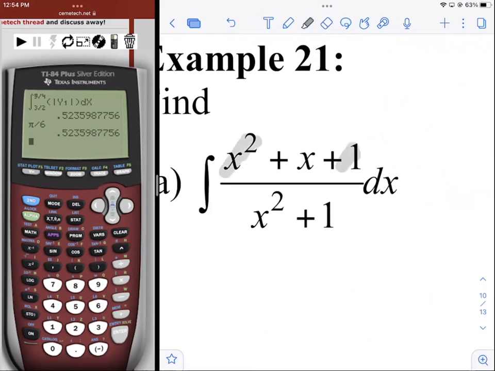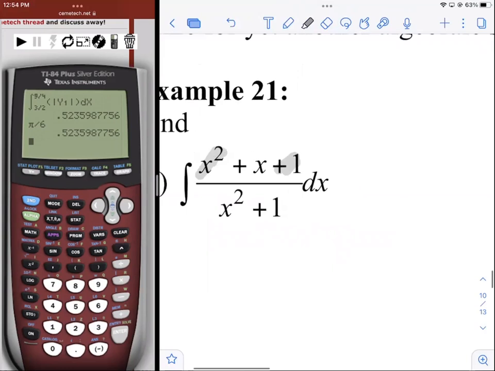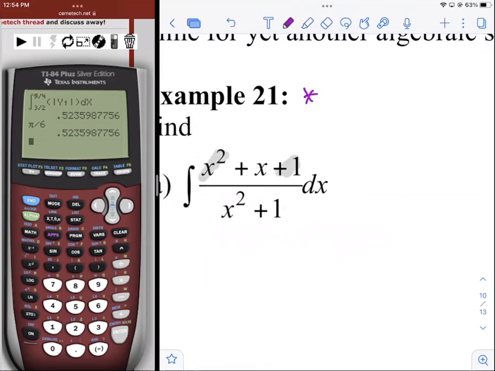I could try to split it up. If you notice, I could take the x squared plus 1 and put it over x squared plus 1 plus x over x squared plus 1. But that takes a little bit of insight. So here's the new strategy, okay?